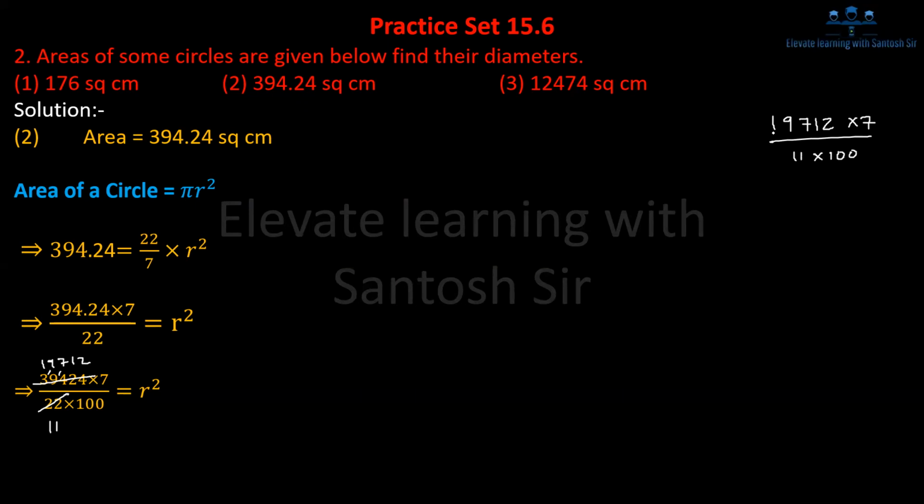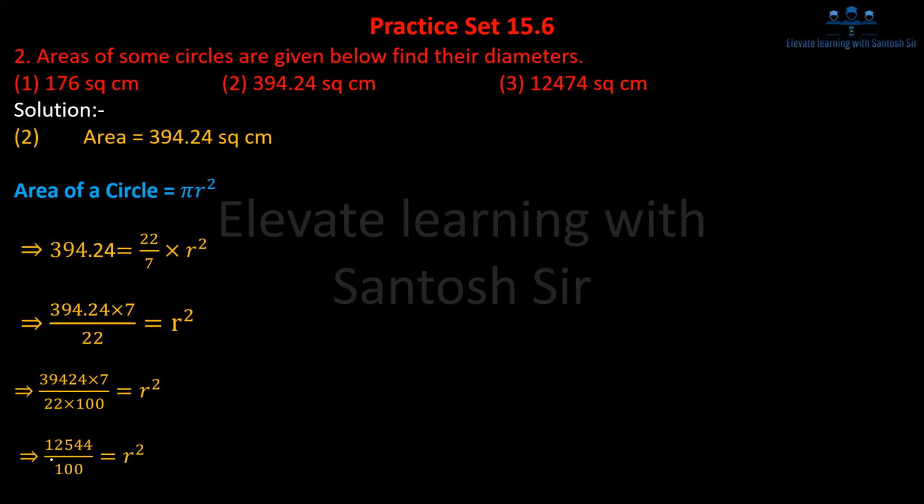Now let us try to divide 19712 by 11. 11 ones are 11. We have remainder 8. We will have 87. 11 into 7 is 77. We will have remainder 10. So we'll get 101. 11 nines are 99. So we'll get a remainder 2, and 11 twos are 22. So we will have 1792 multiplied by 7 upon 100, which can be multiplied, and we can get 12544 upon 100. Now we need the value of r.